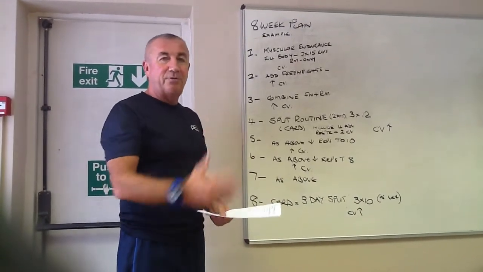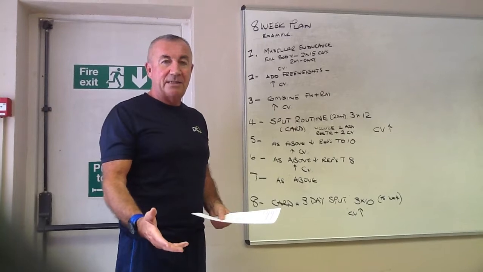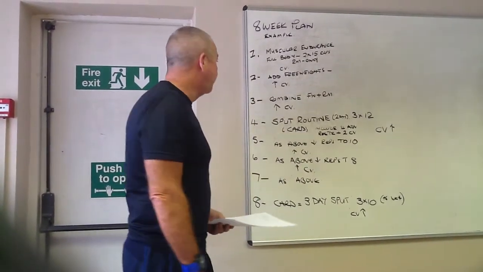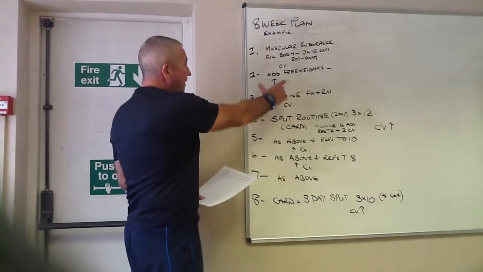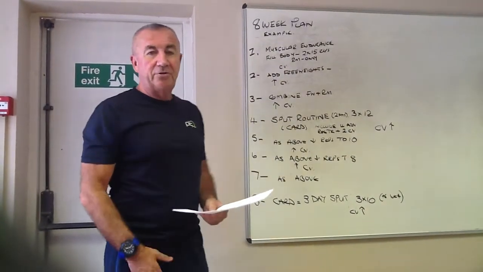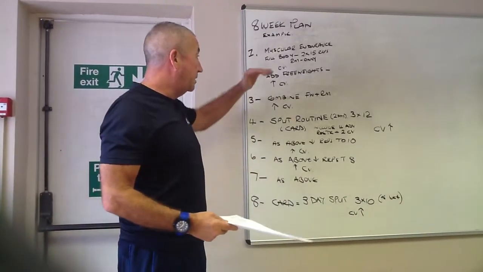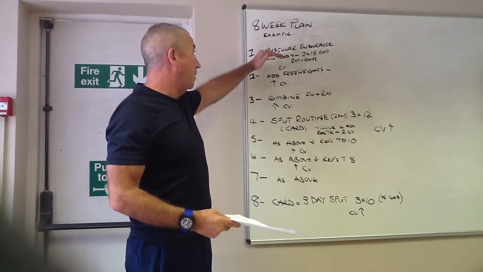Also we still at this point will always put compound exercises before isolation exercises, so remember that as well. The CV then in week 2 could just be perhaps increased to 20 minutes of long slow duration again, so a simple change on the program here.